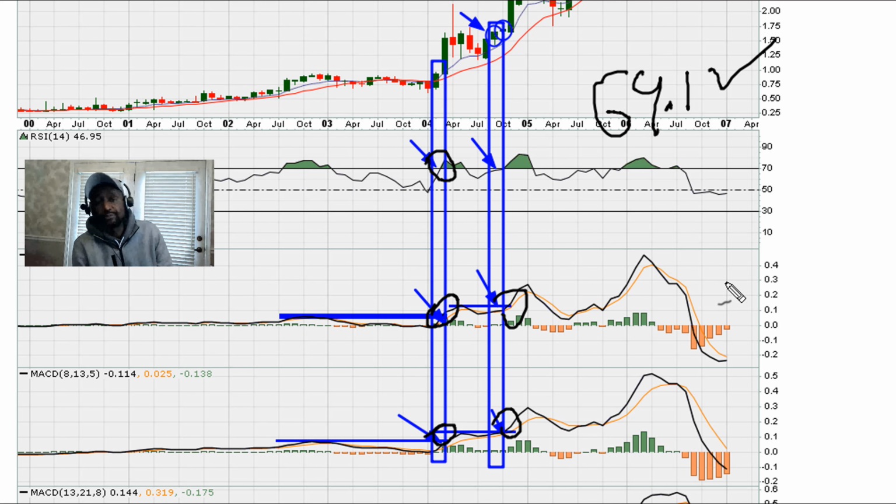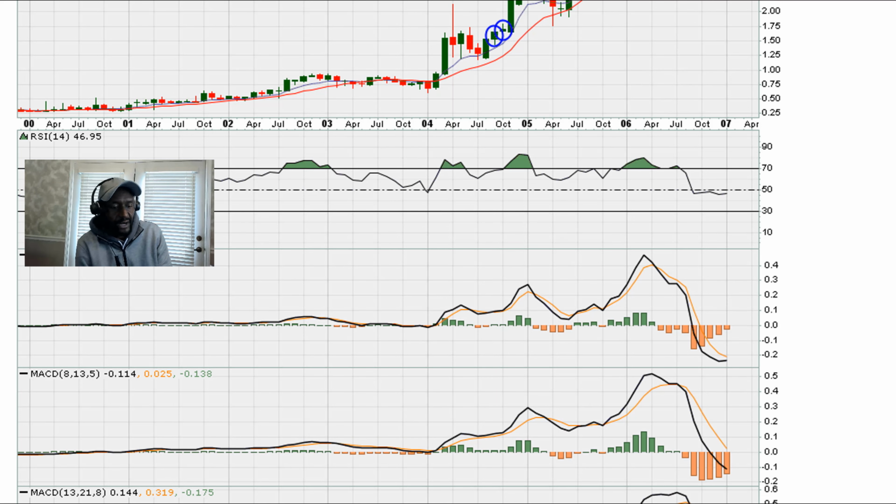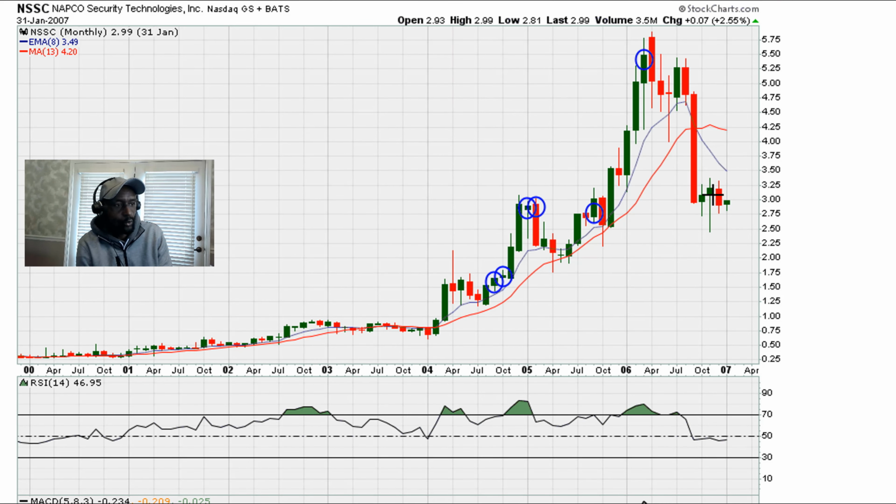And so whether you're trading breakouts or you're trading rebounds, each of these concepts are very, very valid depending on your personality and what you tend to resonate with.